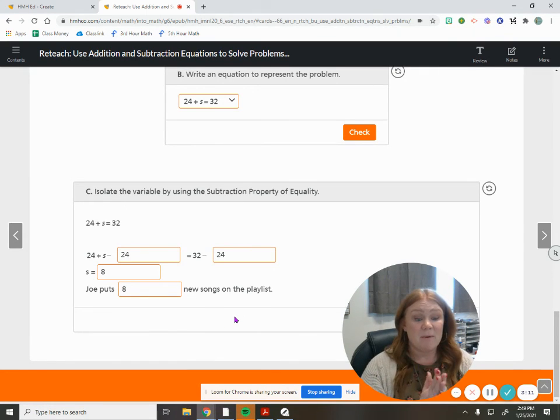So as you're doing these problems, make sure you do the opposite. So if it says subtract, we want to add. If it's an add, we want to subtract, and we have to do that to both sides of the equation.